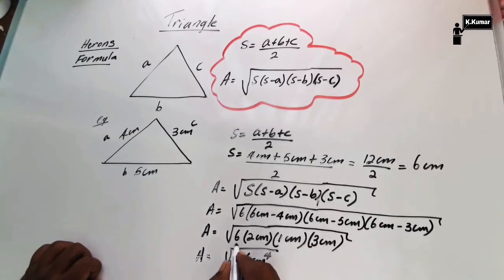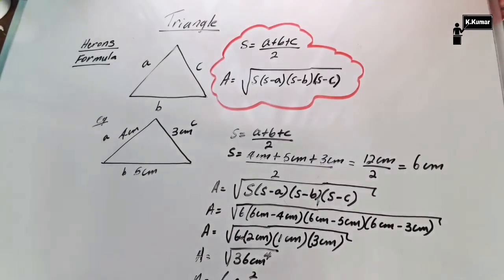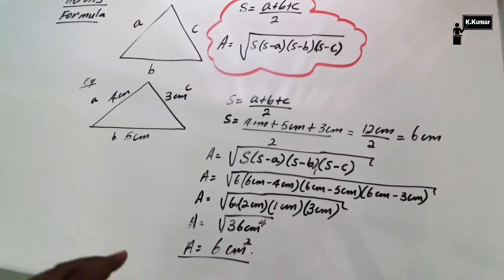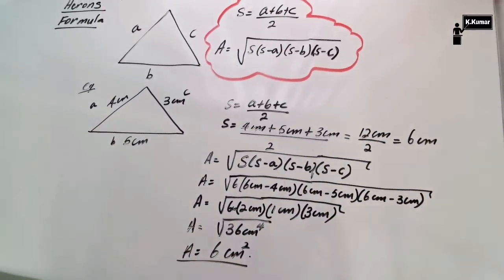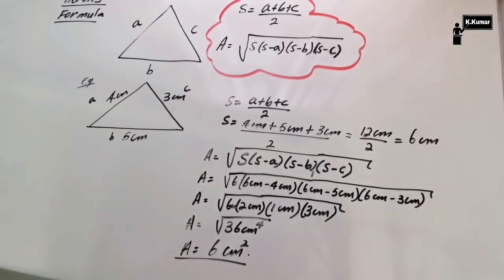To the 4th power. So here's supposed to be cm. Anyways, so the area would be the square root of 36, which is going to give me 6 cm square. And this is how you use the Heron's formula to calculate the area of a triangle when you're given the length of all three sides.